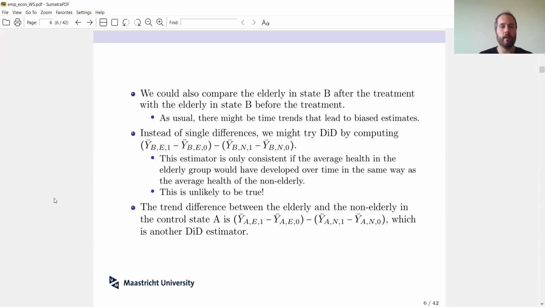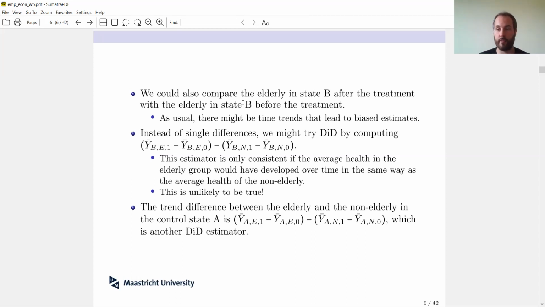Now, we could try a different diff strategy. So, let's say, oh no, this is not difference-in-differences yet. We can also compare the elderly in state B after the treatment with the elderly in state B before the treatment. Now, this is kind of the final possibility, but we have time effects that can bias the results. Of course, there are shocks to the economy that happen between the before and the post-treatment period. Those things may bias the results.